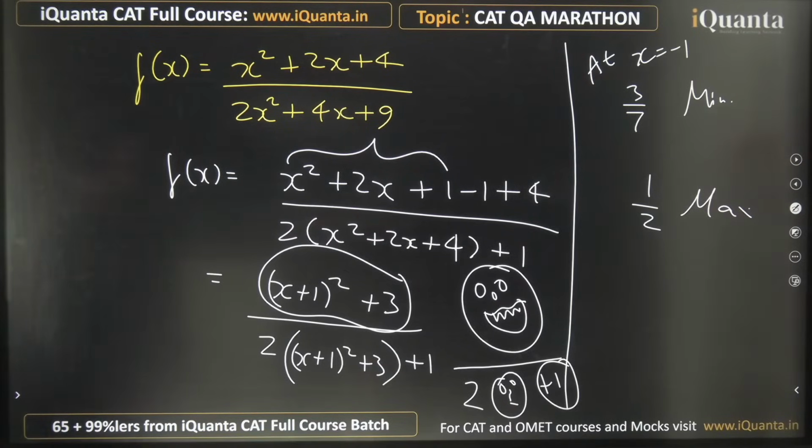Clear? Keep on increasing x, at one point of time it will become so huge that the 1 won't even be visible around it. Okay, so 1 by 2 is the maximum value. I hope it is clear to all of you. It's infinity upon 2 times infinity, so it will be 1 by 2. Infinity is just a feeling, it doesn't exist.